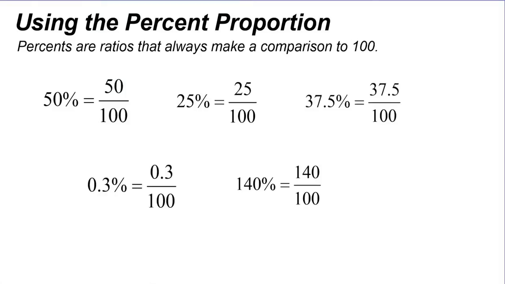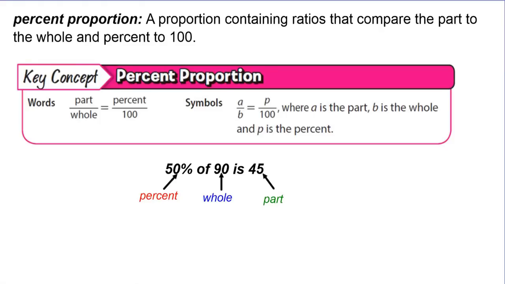Notice these are always out of 100. So it's very easy to turn a percent into a ratio by simply comparing it to 100. Again, the percent proportion is a proportion that contains ratios that compare the part to the whole and a percent to 100, because the 100 always represents the whole, and a percent is always how much out of 100 do we have? And we're always comparing that to a part and whole relationship.